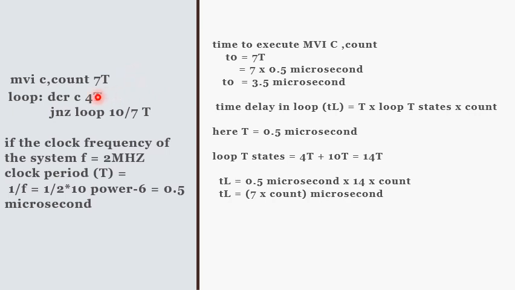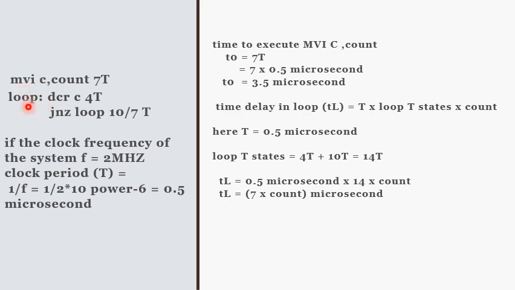I will repeat it. When the program is inside the loop, what happens? It is going to this jump on no zero, which is going to take 10 T states. When the count value becomes 0, it won't go to this address location, and it is not going to decrement the C register. So as soon as the count value becomes 0, it is going for the next line of the program.